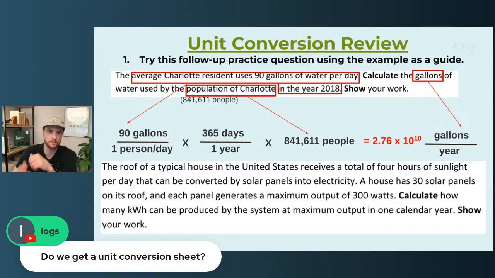Good question here. No unit conversion sheet. Some units they expect you to know. They expect you to know 365 days in a year. They expect you to know 1,000 watts in a kilowatt. They expect you to know 1,000 grams in a kilogram. Those are the main ones. They expect you to know 24 hours in a day. They expect you to know 12 months in a year. So like the stuff that's considered quote unquote common knowledge, they do expect you to know. They're not going to give you a sheet that says, hey, this many grams to this many whatevers.